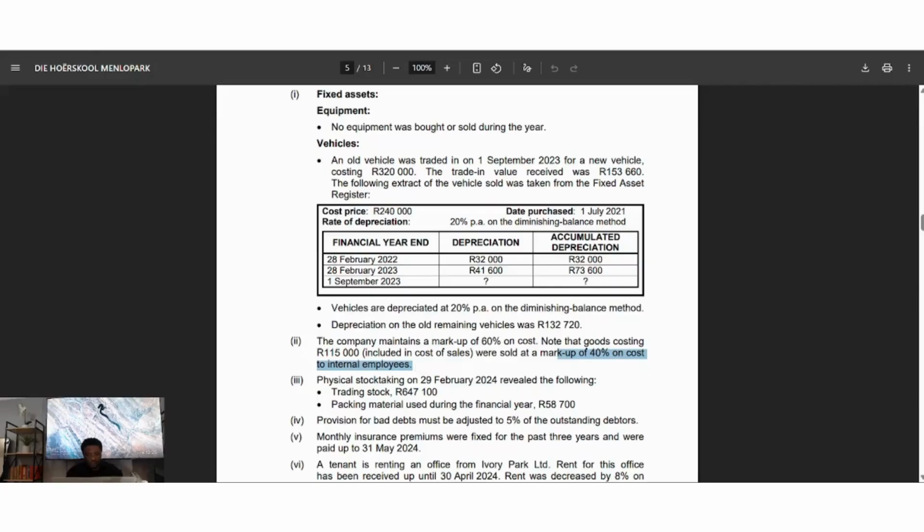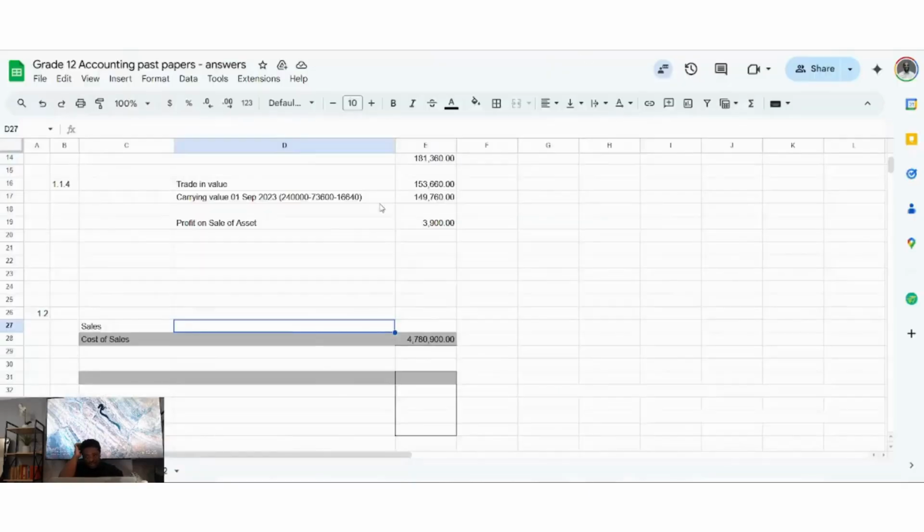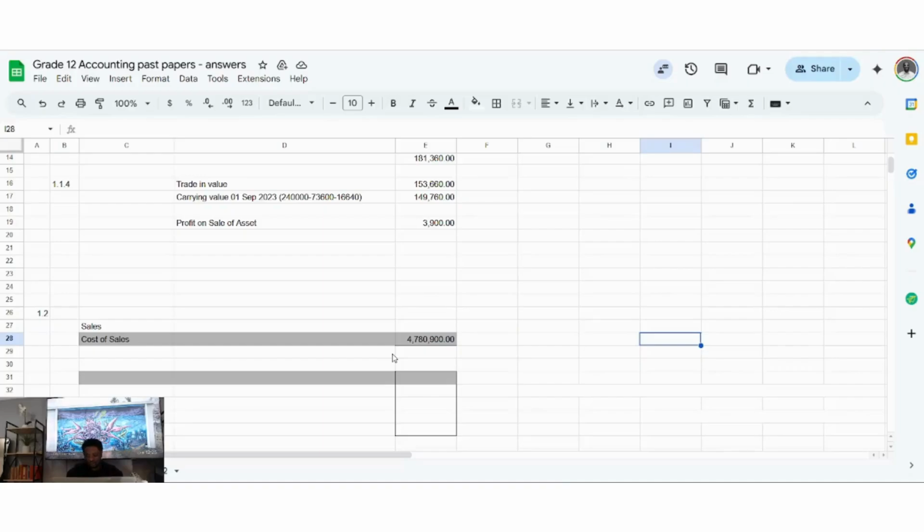So as you can see here, we have cost of sales that have already been given, 417,900. We know that the internal ones are 115,000. I must make this a number. Okay.